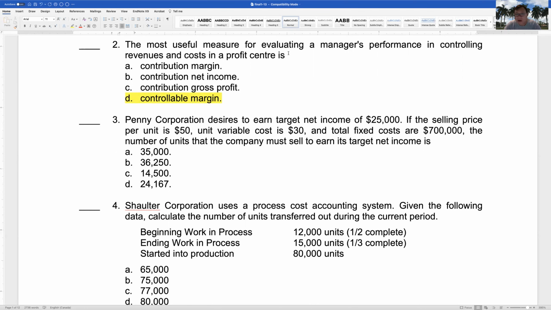Why? If you remember, when we are talking about responsibility centers, the whole idea is that in order for performance management to be useful, the manager has to be able to control these costs and expenses and revenues. So therefore, you're going to get a controllable margin. That is the one that would be really useful. Any expenses, costs or revenue that are beyond the control of the managers, it's unfair to use that to evaluate their performance. So we are talking about the revenue and expenses that are controlled by the managers, and the difference of that is the controllable margin. The manager should be held responsible for that. So that's number two.